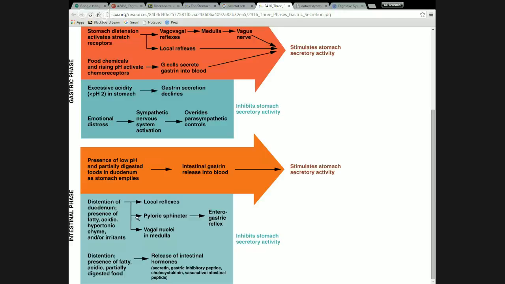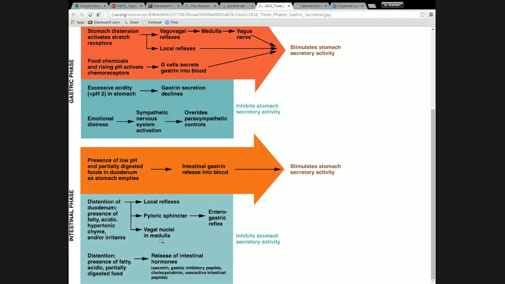And then at the bottom, we have the intestinal phase. The intestinal phase is largely there to keep the stomach in check. Now, there are some excitatory aspects of the intestinal phase. The presence of low pH and digestive food as it gets into the duodenum will say, hey, you didn't quite completely digest everything, and it'll increase stomach activity. But more importantly, the intestinal phase is going to slow down what the stomach is doing.